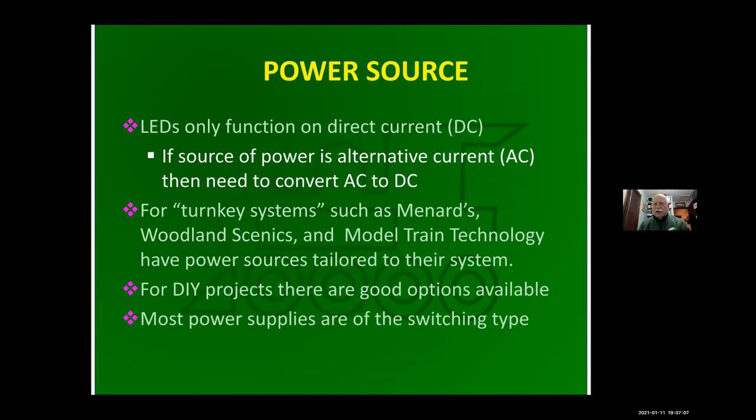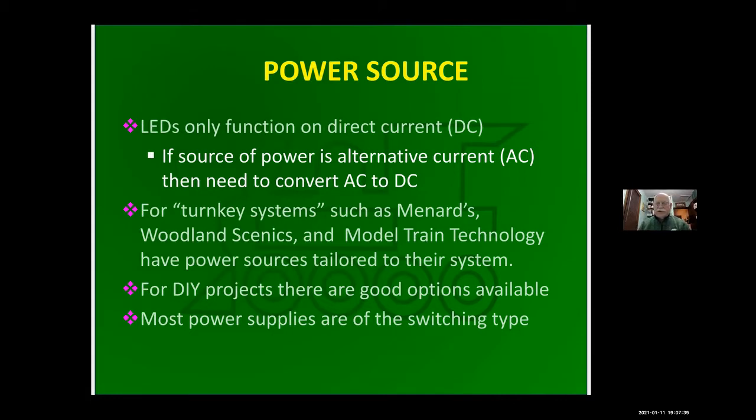Turnkey systems like Menards and Woodland Scenics sell stuff that's tailored to their system. For do-it-yourself projects, there are a lot of good options available, and we'll look at some of those as well. Most of your power supplies are referred to as switching type, as opposed to the old transformer type. They're more efficient and run cooler. You're going to find that most of them sold today, all your wall warts, are switching type conversions.